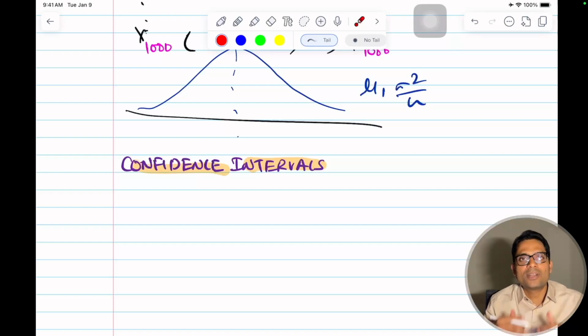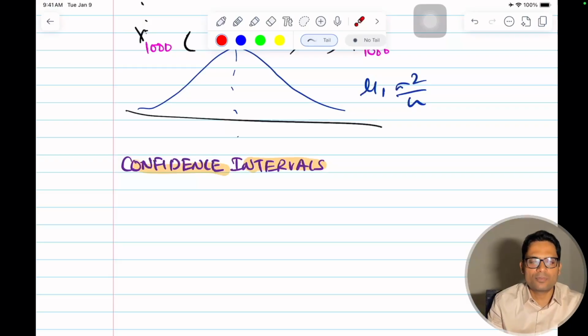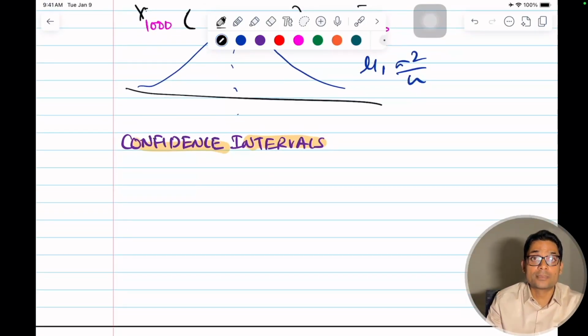And that confidence level can be 50%, 90%, 95%, 99%. Generally 95% is the common one used everywhere. So the confidence interval by default is mostly 95%, but we also see 99% or 90% confidence intervals. And I'll also explain what this confidence level means.